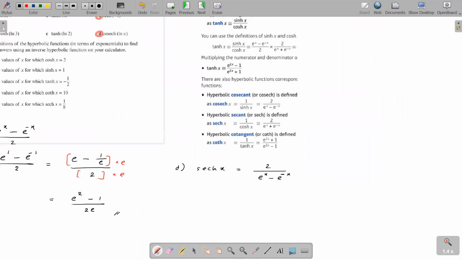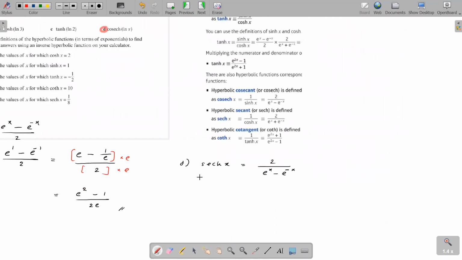That's 2 over e to the power x plus e to the power minus x. So if I want to get the value of sech minus 1, all I have to do here is replace the x with minus 1. So 2 over e to the power minus 1 plus e to the power 1. Right, guys? So you can actually leave it at this point.